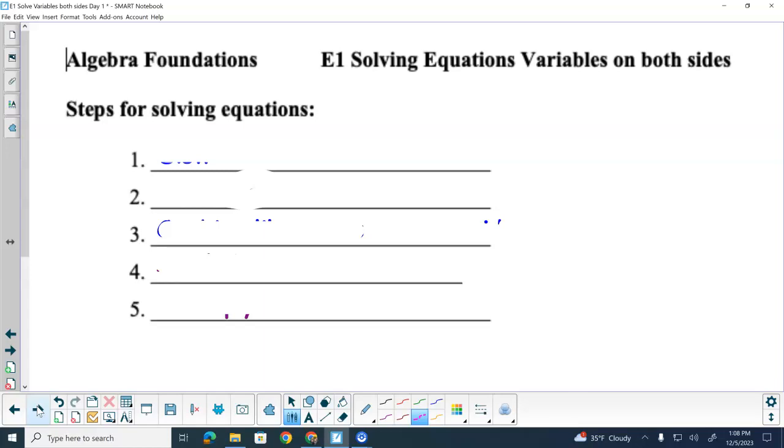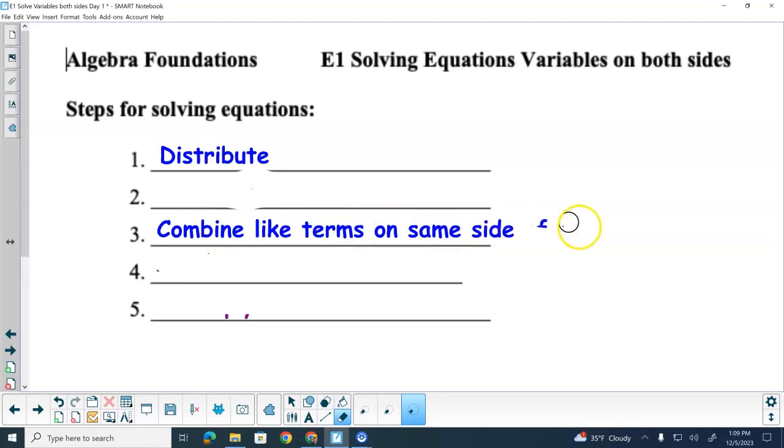So from last unit, what was our first step? We're going to distribute. And what does the distributing actually do? It gets rid of the parentheses. So we clear out parentheses in that one. Okay? Let's skip step 2. Don't write anything in there, though, because we're going to actually fill it in here momentarily. So then from the last unit, what's step 3? That's combine like terms. Let's give somebody else a chance today now. So we're going to combine like terms on the same side of the equal sign.